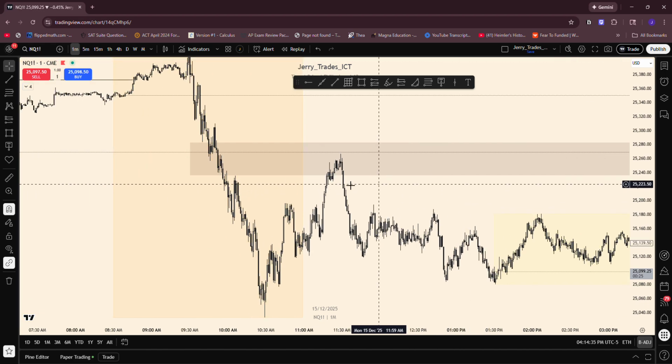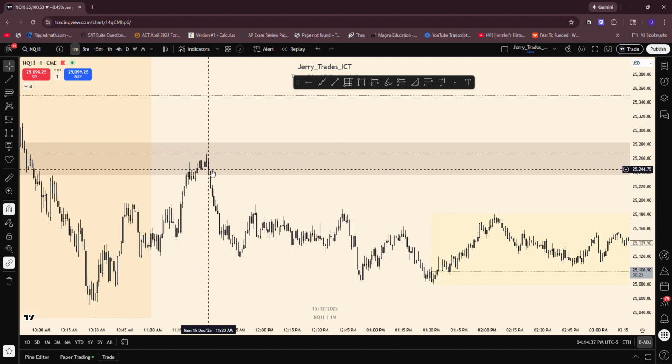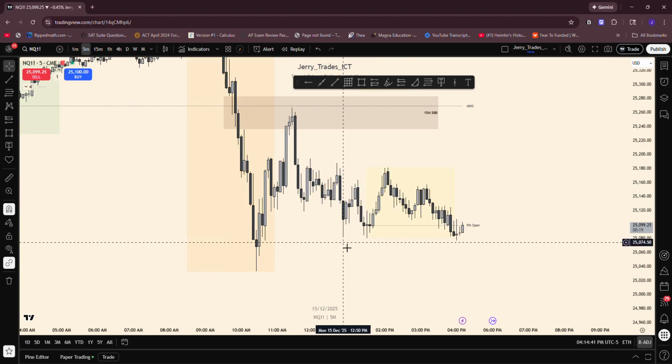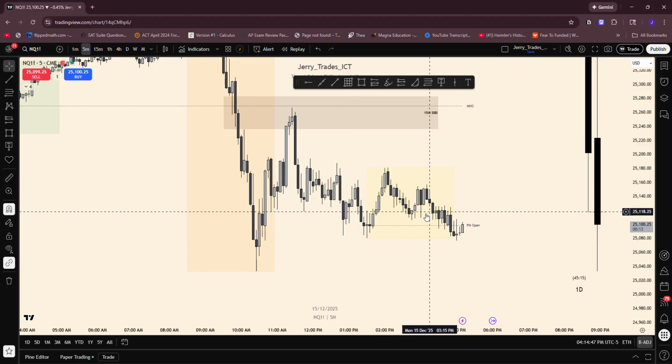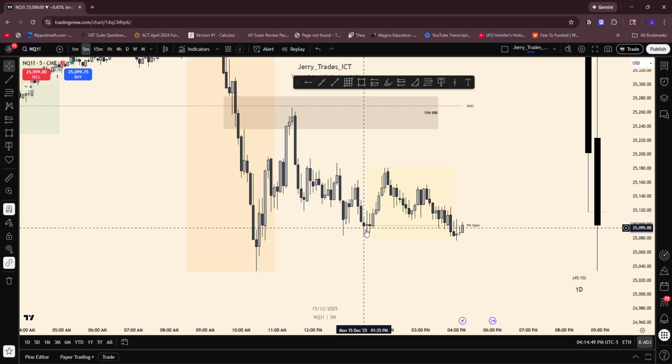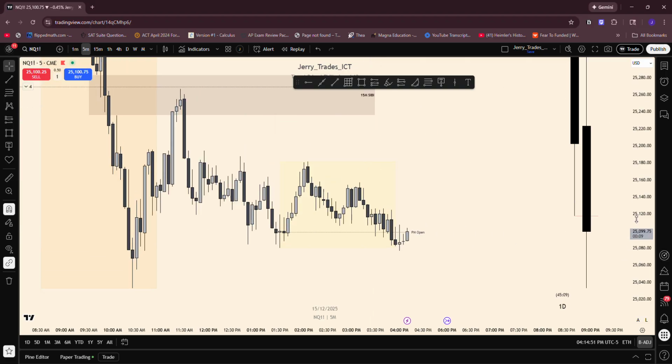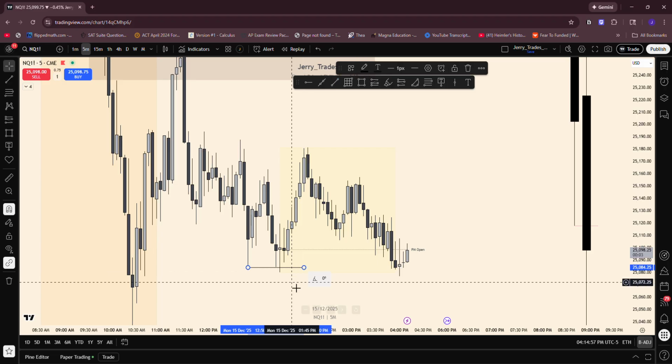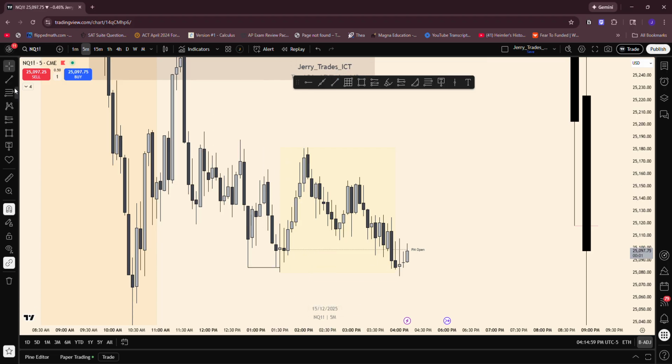So we have a 15-minute SIBI, right? We have a change in state of delivery. This one would have been a nice short. PM session, what are we looking for? We're looking for a key open, which for PM session there's only one, which is the actual PM session open. We move higher, right? We do actually have a small double purge here, I believe. Yeah, we do. We take out this low, so this is our double purge.